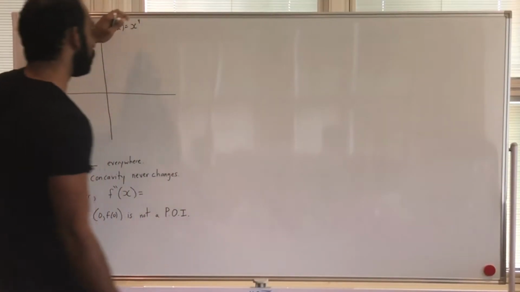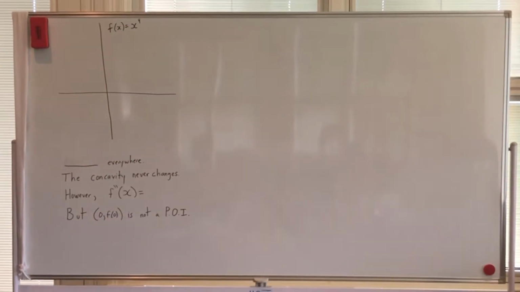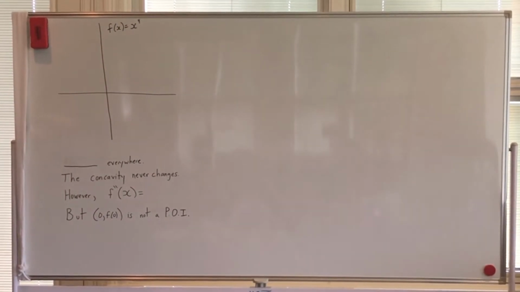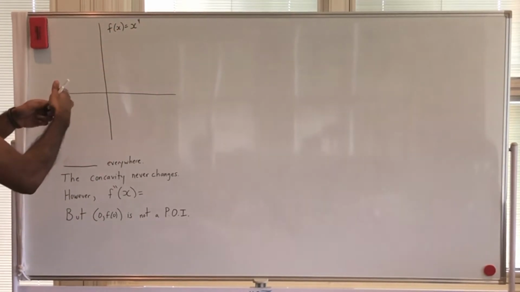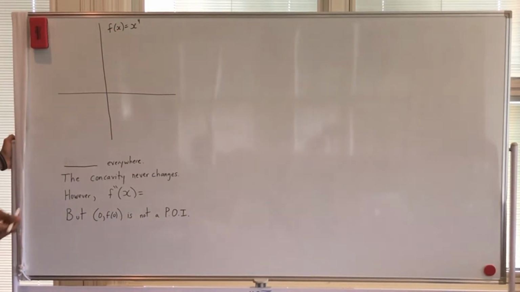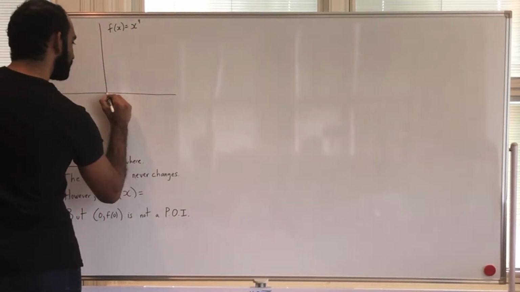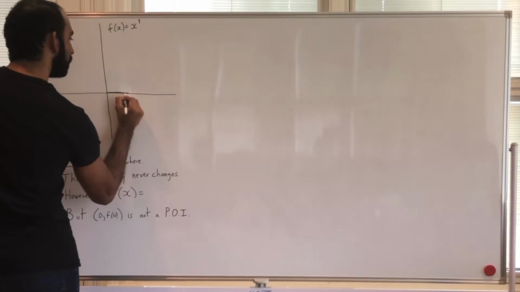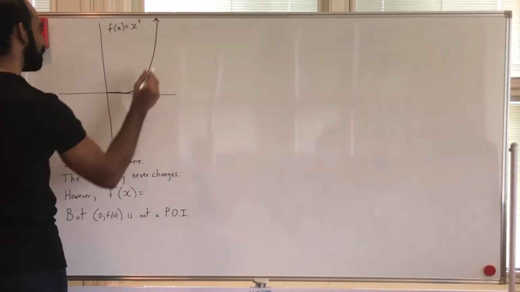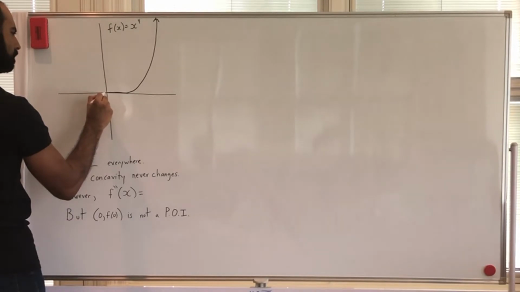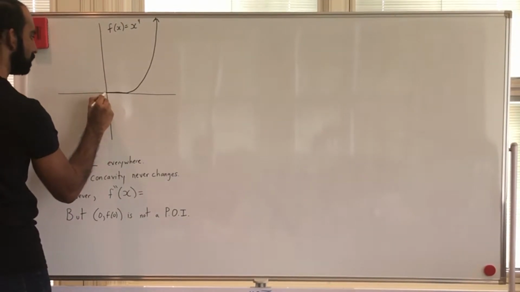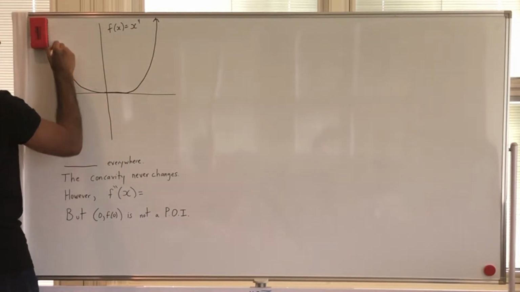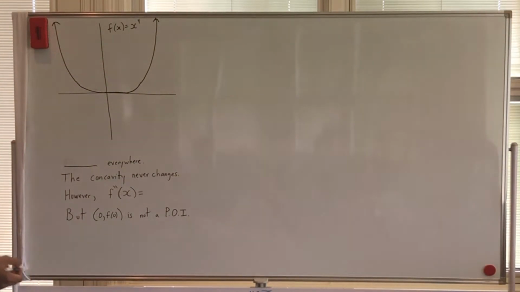To illustrate that last point, that just because the second derivative is 0 or undefined somewhere does not mean you have a point of inflection, case in point, the graph of x to the 4th. What does this look like? Basically x squared, but sharper, and actually flatter from 0 to 1. Then it shoots up very rapidly. And likewise from 0 to negative 1, it shoots up very rapidly, like that.